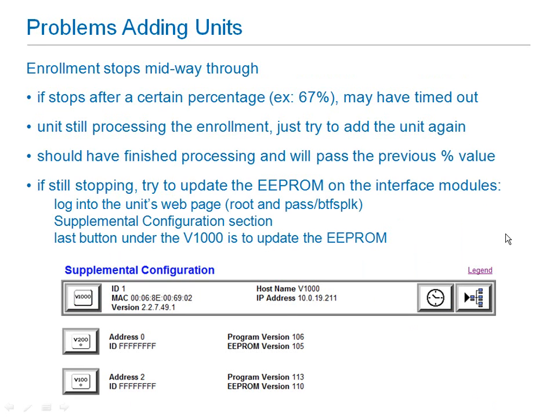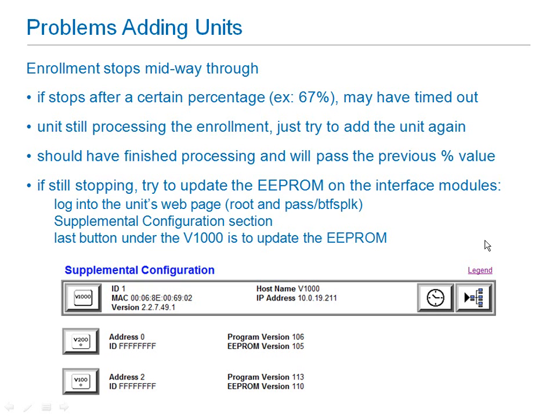Now if you hit a situation where it starts to add the unit and the completion percentage starts to climb, but then it stops and won't add the unit, this may not be an actual problem. Typically at a certain point, usually when the percentage is in the 60s, the Access Manager is waiting for a response from the unit. The unit is busy working at that moment and it doesn't get back to the Access Manager in time, and we get a timeout problem.